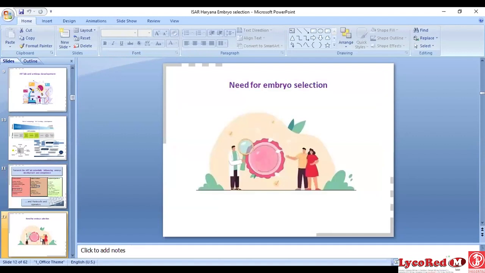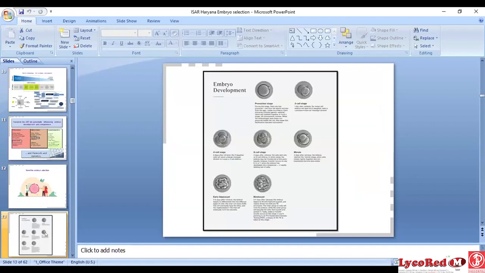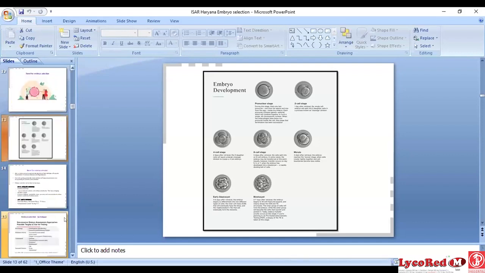So now coming to the need for embryo selection, which is today's main topic. If you see in brief about embryo development, once we use either conventional IVF or ICSI for fertilization, first is the zygote development. What is a zygote? A zygote is when we see two pronuclei in the egg, one from the male and one from the female, and then subsequently the 2-cell stage, 4-cell stage, 6-cell, 8-cell, morula, and the blastocyst. So this is the developmental stage of a zygote and the embryo.